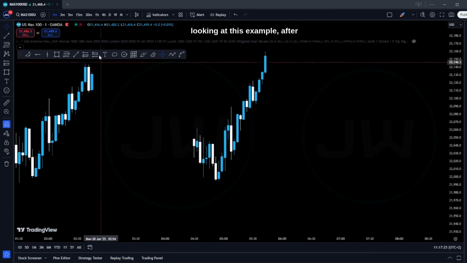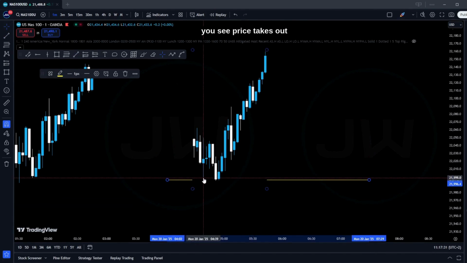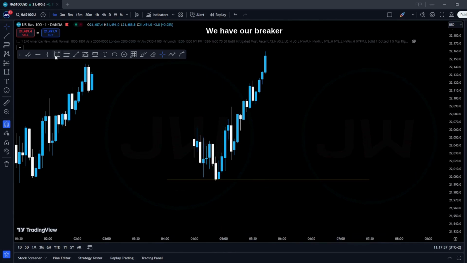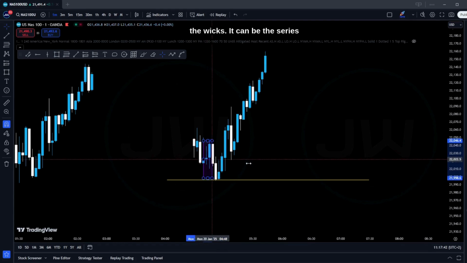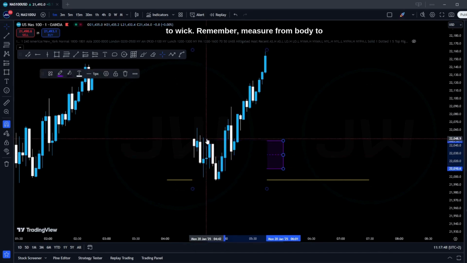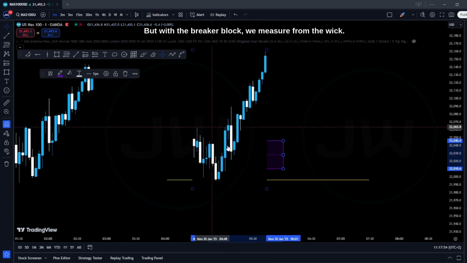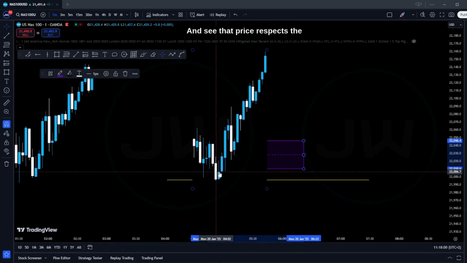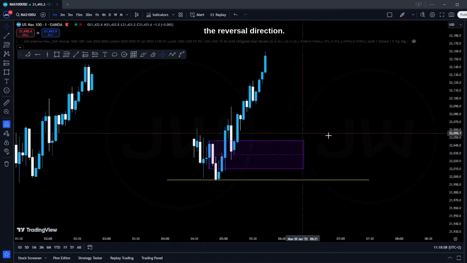So looking at this example, after we've made our liquidity sweep, you see price takes out this previous low, then breaks structure. We have our breaker block right here. From the wicks, it can be the series or the single candle measured from wick to wick. Remember, we measure from body to body with an order block, but with the breaker block we measure from the wick, and it can be the series or a single candle, and we see that price respects the 50% of the breaker and continues the reversal direction.